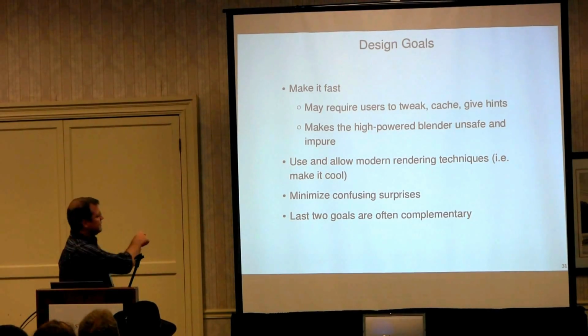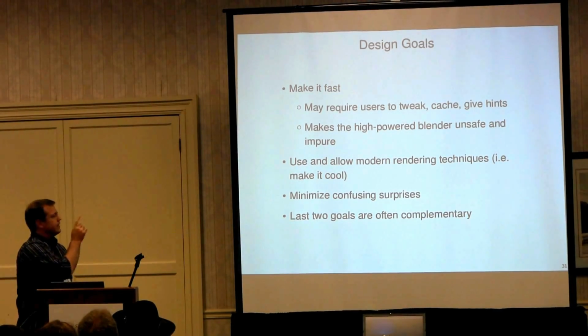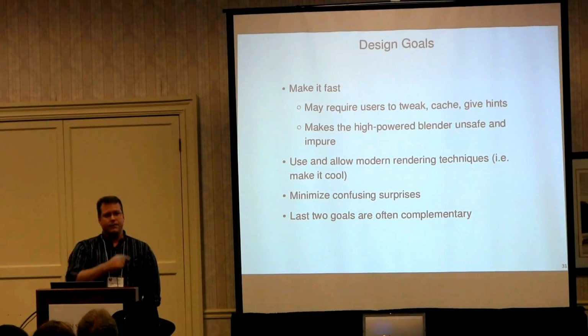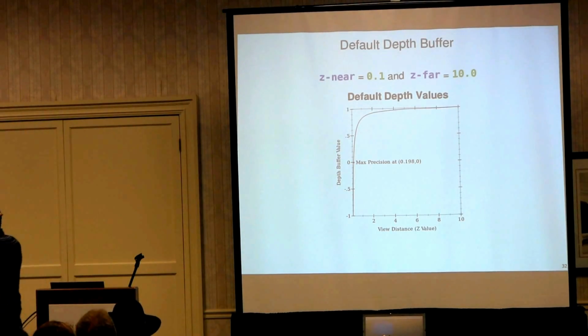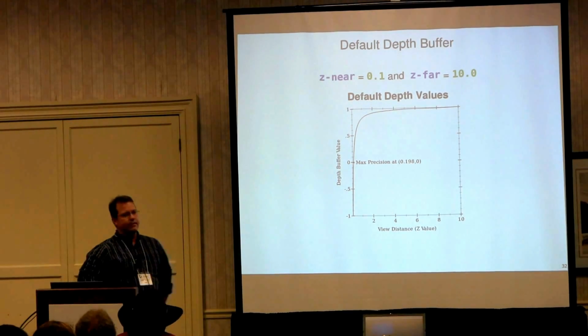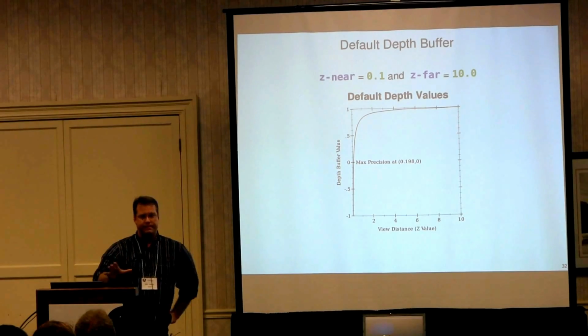The other thing, this is very interesting. Using modern rendering techniques and minimizing confusing surprises often go together. I'll give 2 examples of that. All right, I want to talk about one of the dumbest decisions ever made in making OpenGL. The depth buffer. Actually, the depth buffer is very cool, but how they implement it is not.